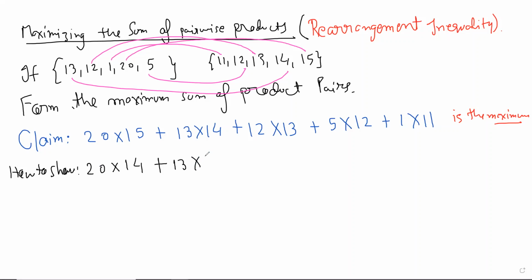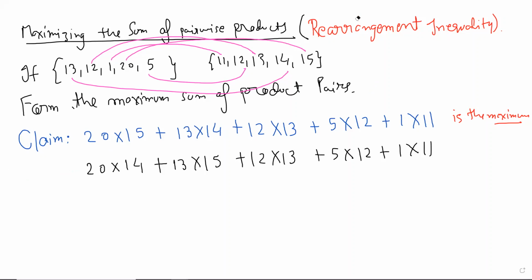with 13 I pair 15, and let's say I keep the rest of the things same. See, this is like just one step difference. Then can we compare these two and show which one is bigger? I mean, clearly we know which one is bigger, but can we show it?